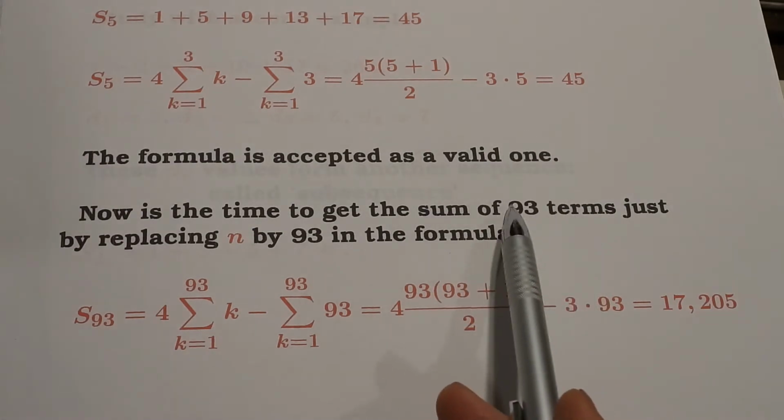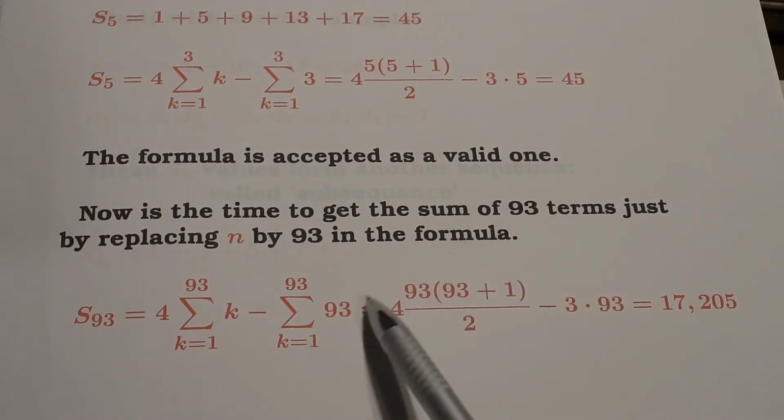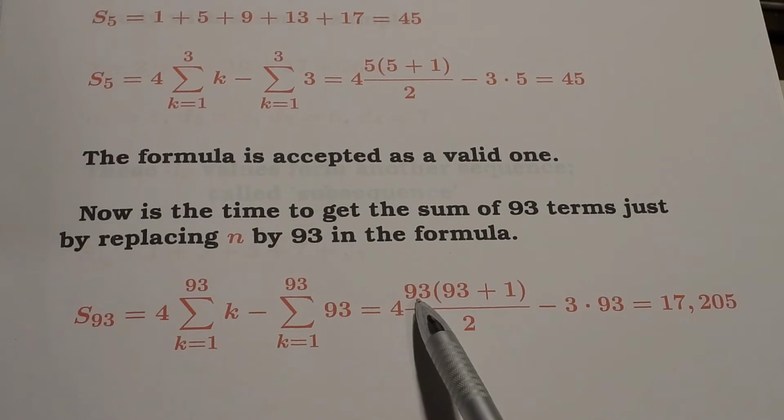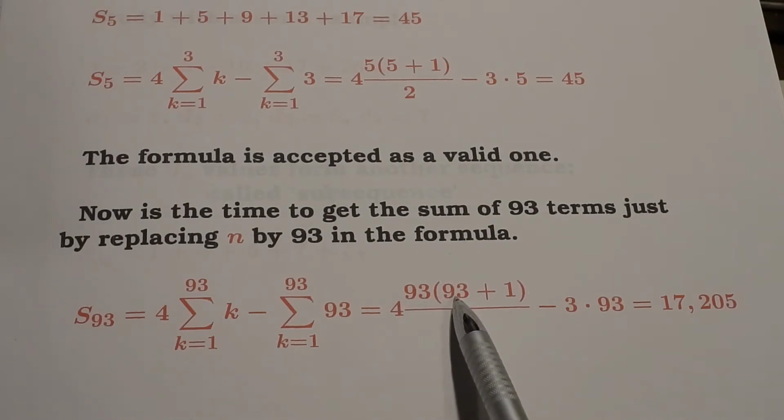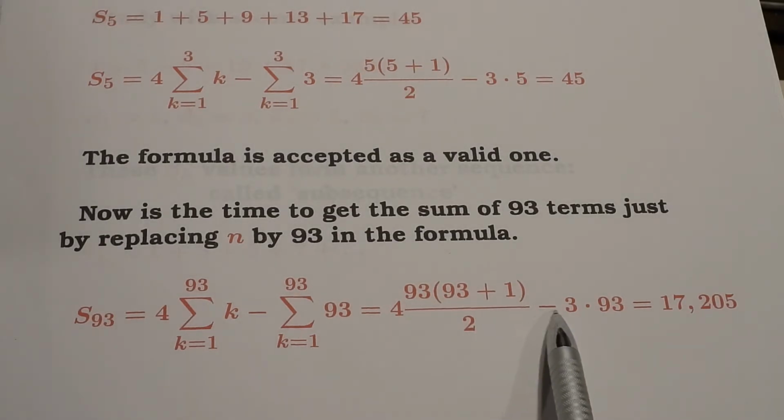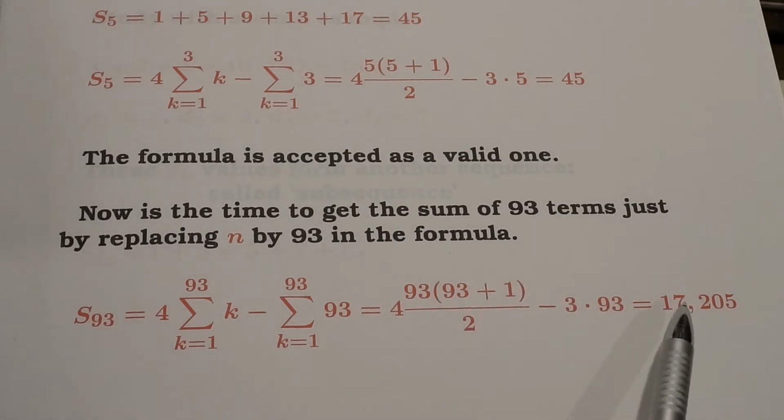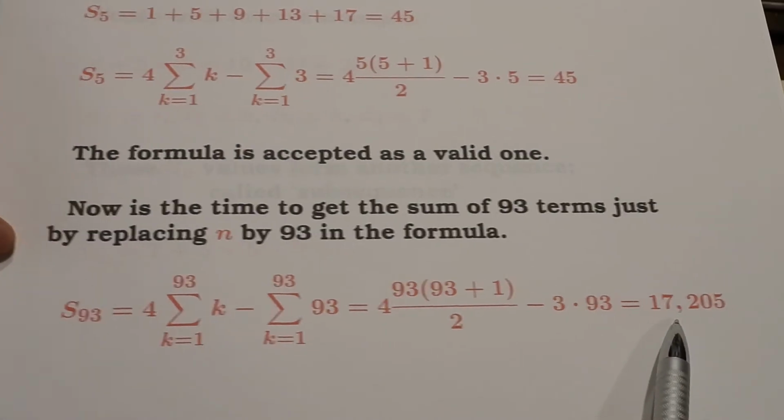Now to get the sum of 93 terms, you just replace the value n by 93. 4 times 93 times 93 plus 1 divided by 2. And then you take away 3 times 93. If you use a calculator, you will get 17,205. Okay.